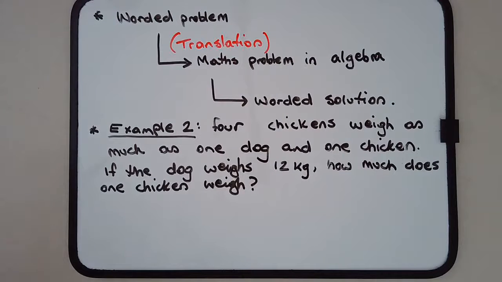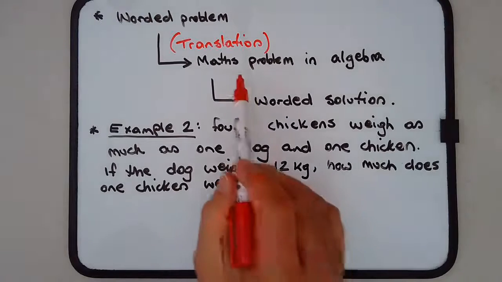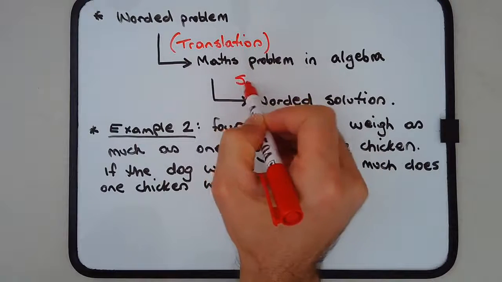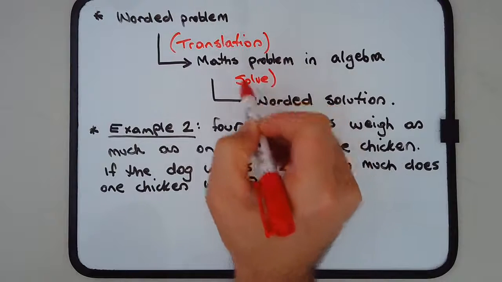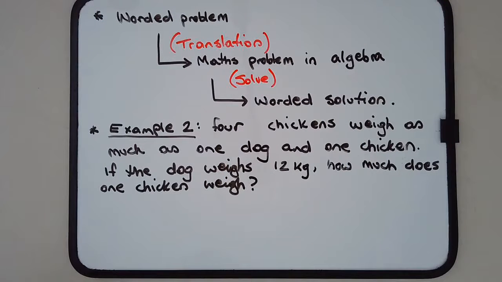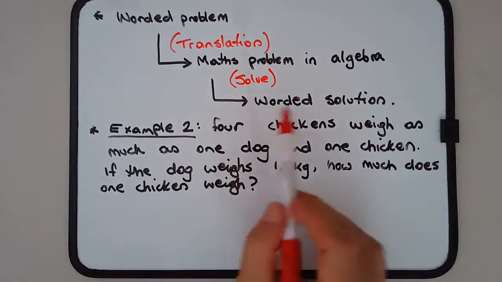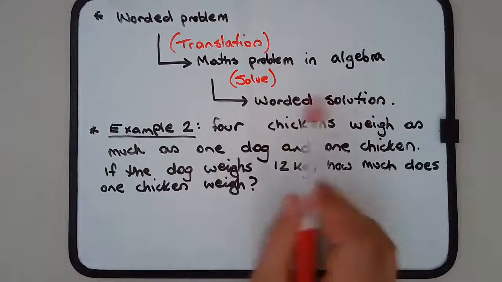Not so much solving equations. We know how to do that already. 1-step, 2-step, 3-step equations, equations with pronumerals on both sides, equations with brackets, all that you know how to do. But when the question is written in plain English, converting that into an equation is the skill that we're focusing on. Maths problem in algebra. We're going to solve, obviously, that maths problem in algebra, and then we'll give the answer as a worded solution.